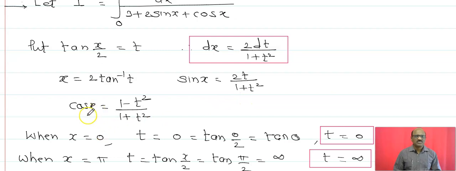What about the cos x? 1 minus t square upon 1 plus t square. A basic formula is it. Every time after taking tan of x by 2 is equals to t, you must remember these things.